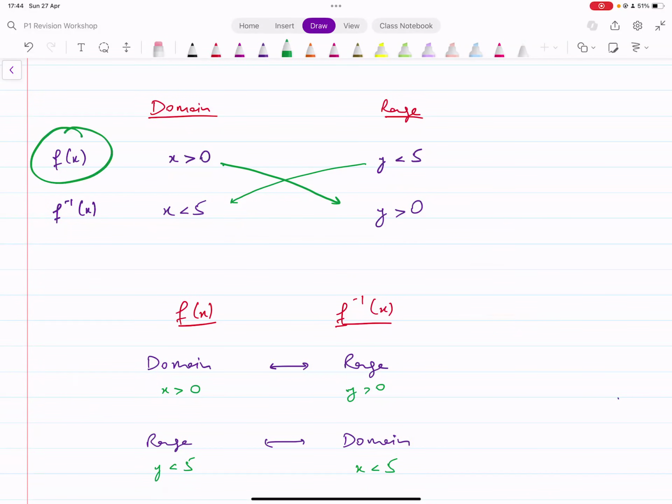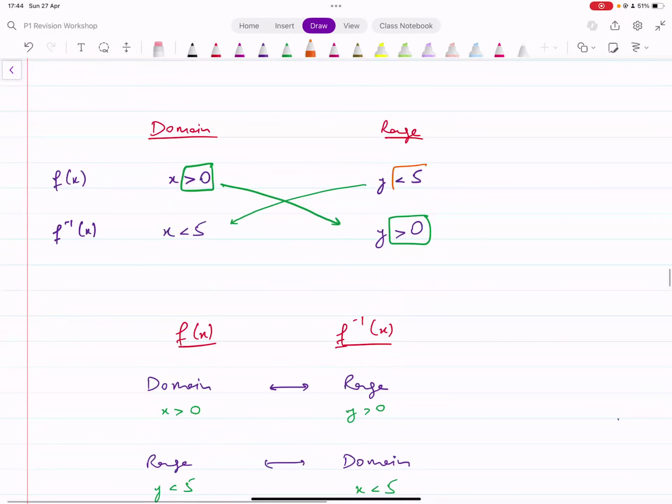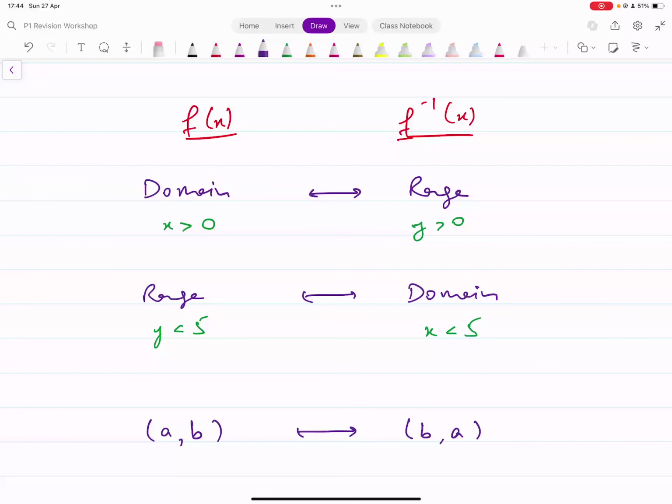If the original function f of x has a domain that is x greater than 0, then that becomes the range of the inverse function. The range of the inverse function becomes greater than 0. If the range of the original function is less than 5, that becomes the domain of the inverse function. So that's the relation between the domain and range of a function and its inverse.